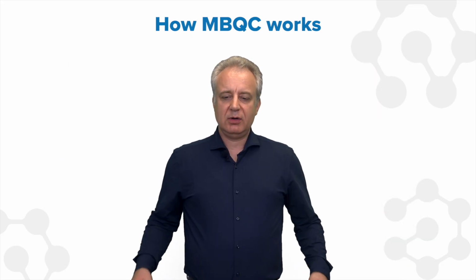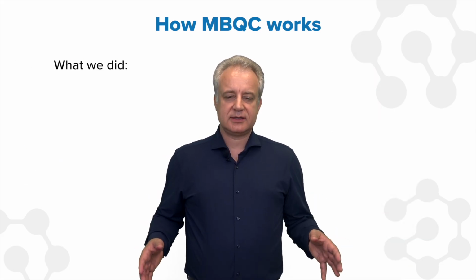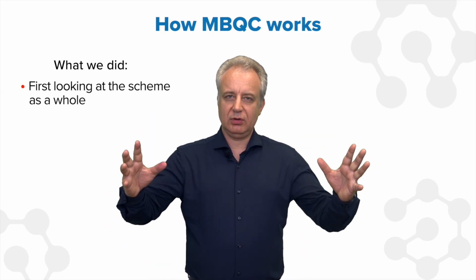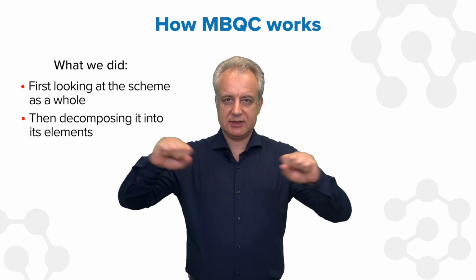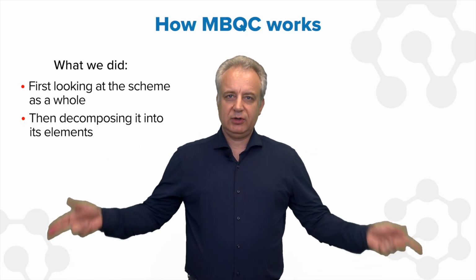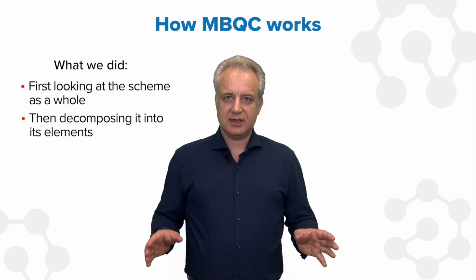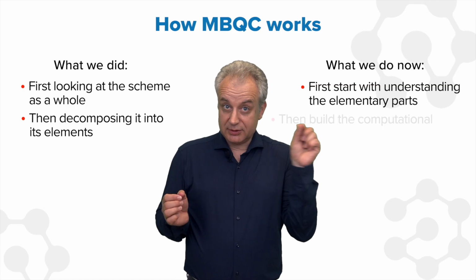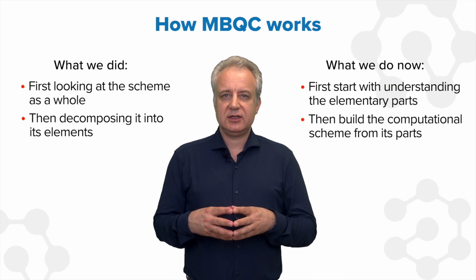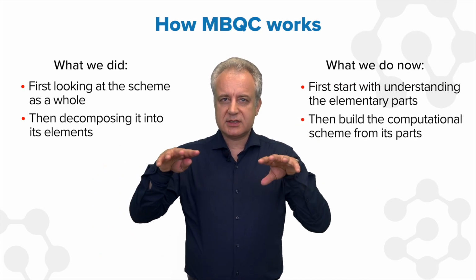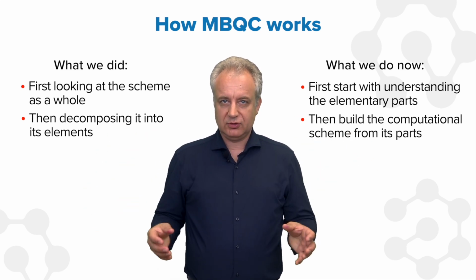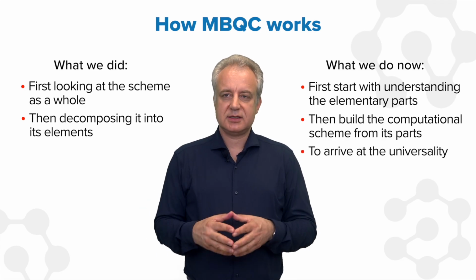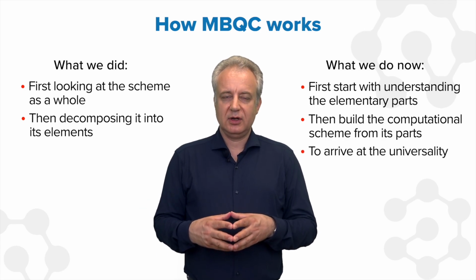All right, so what we have done so far is dissecting the computational scheme. We were looking at the scheme as a whole and then decomposing it into its elements. Now we do the reverse process, we do the synthesis. That is, we start with the elementary parts, with the wire, with just the identity gate, and then with the gates from the universal set, and then we start composing them. So we build the computational scheme from its parts. This is how the universality proof will work.